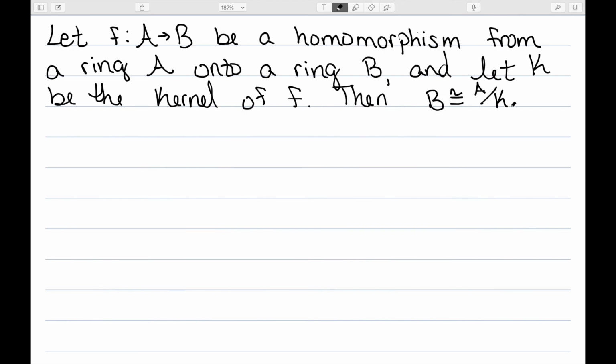Once again, similarly to quotient groups, we have that if F from A to B is a homomorphism from a ring A onto a ring B, and K is the kernel of F, then B is isomorphic to A mod K. And I did prove this for groups, and it's going to follow very, very similarly for rings, so I'm not going to prove it directly. But let's look at an example of using this.